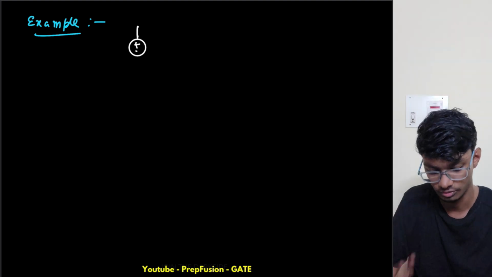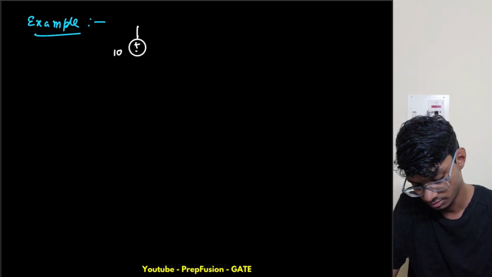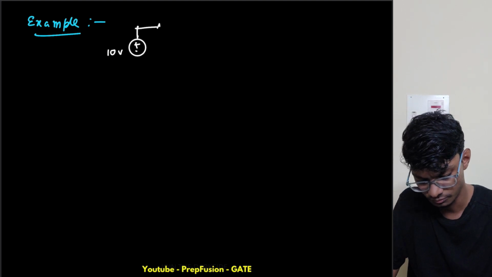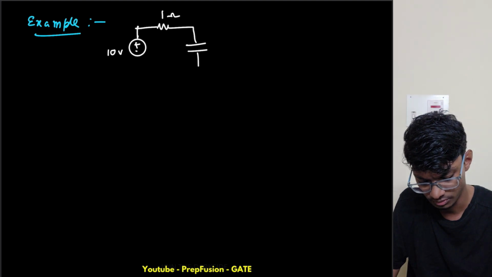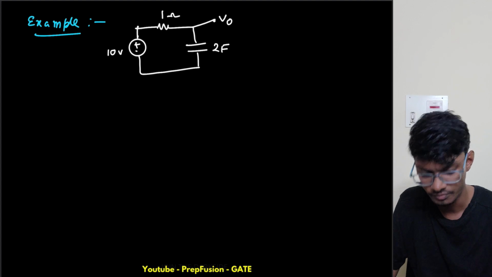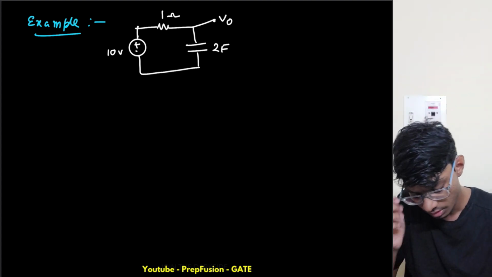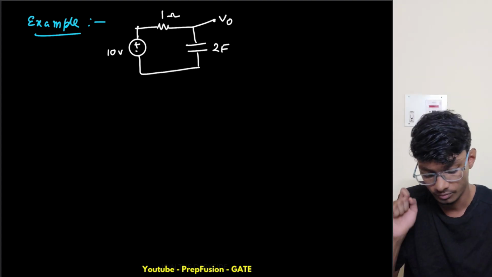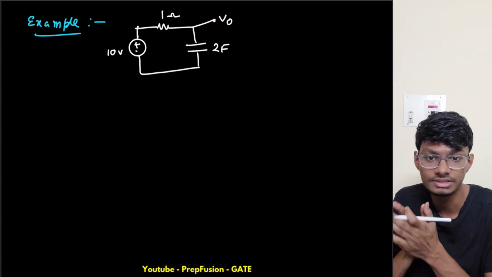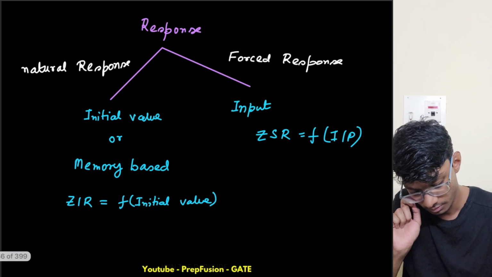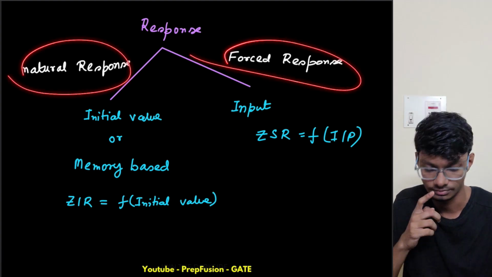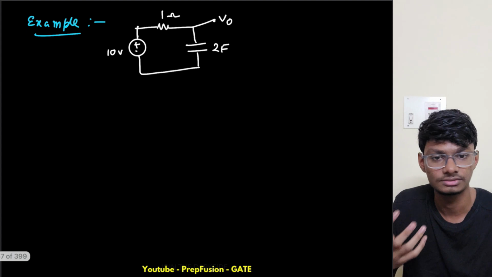Let's say I have one input of 10 volts, and this is some, say, 1 ohm resistor, and this is some capacitor of 2 farad, right? And I am taking the output VO from here. Now tell me what type of response my VO will be. Will it be zero state response, or will it be zero input response? Will it be natural response or forced response? So what is the response?